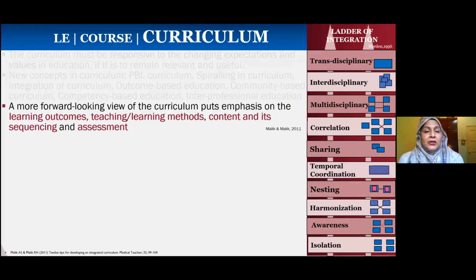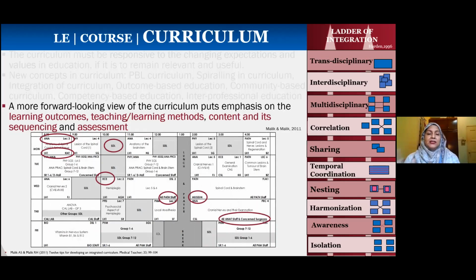A more forward-looking view of the curriculum puts emphasis on the learning outcomes, teaching-learning methods, the content and its sequencing, and its assessment. Now, if you look at this timetable, when we were students, we were just told that from this time to this time there is going to be a class in anatomy, and there were fixed places for the anatomy lectures, the physiology lectures, and, for example, biochemistry lectures. Now the timetables are more vibrant. They give the students more interactive details of what will happen, how it will happen, when it will happen, and who will do it.